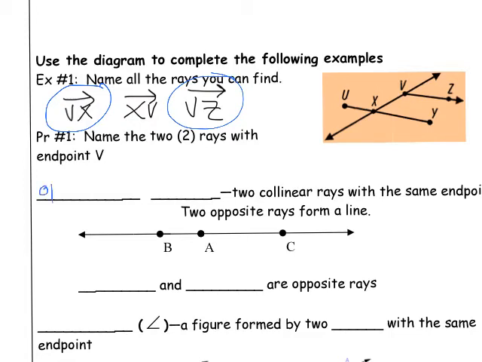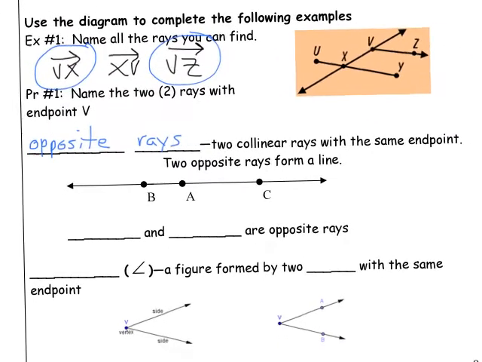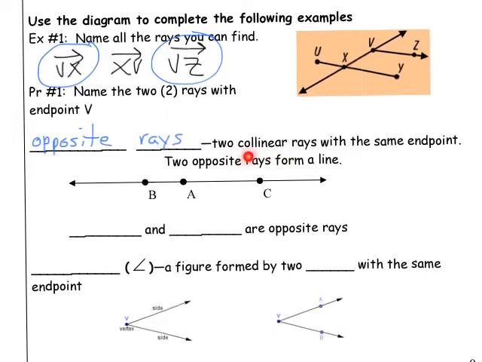Okay, so opposite rays. These are two collinear rays, so collinear meaning they're on the same line, with the same endpoint. Two opposite rays form a line. Look, here we have AC is a ray and AB is a ray, and notice that when you put them together they make a straight line. So we could say that AB and AC are opposite rays.